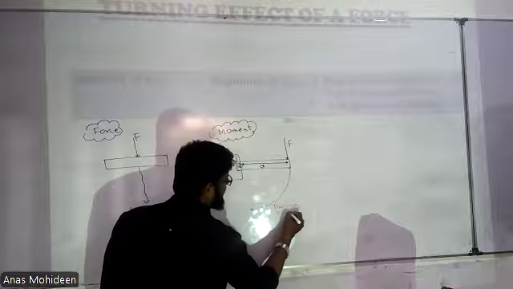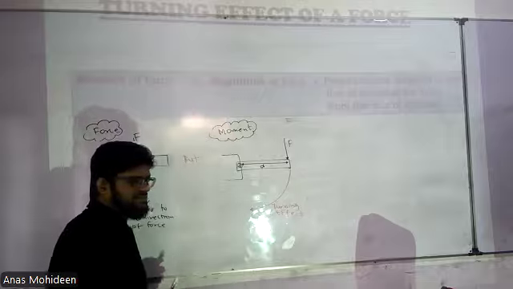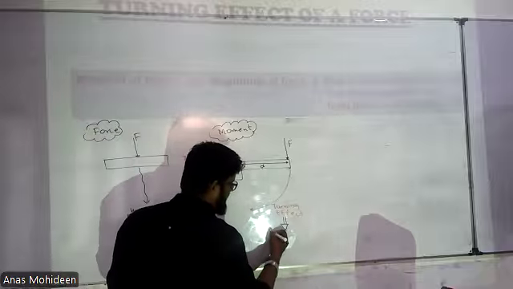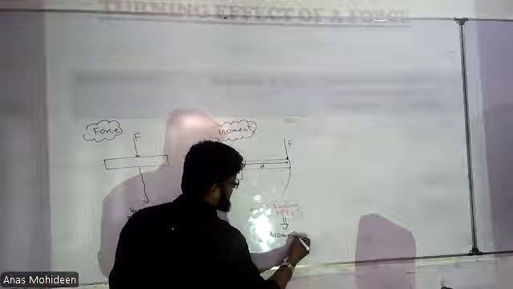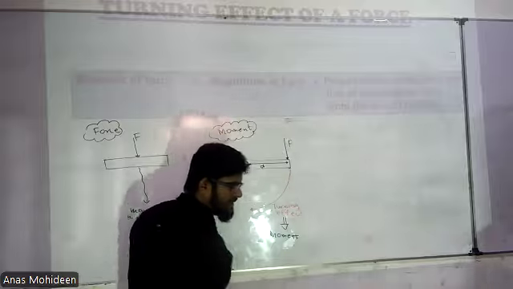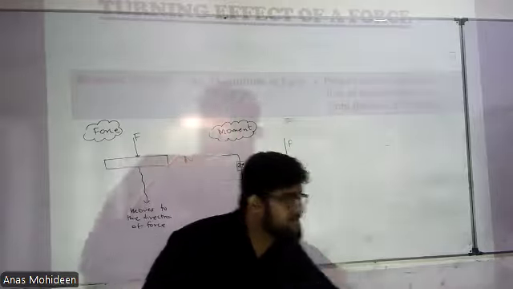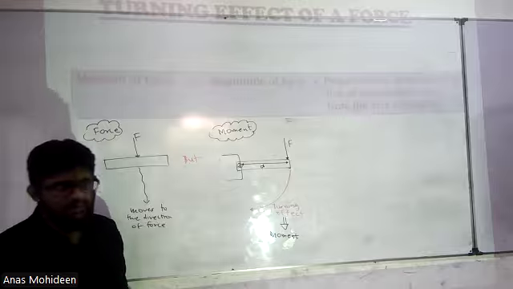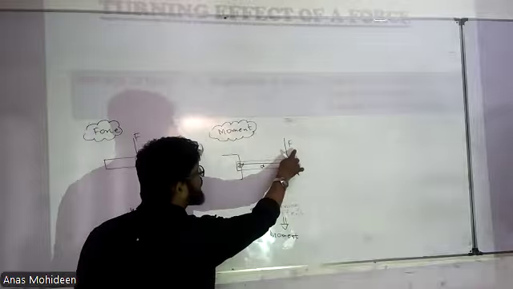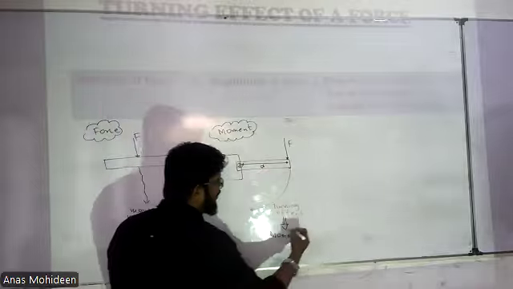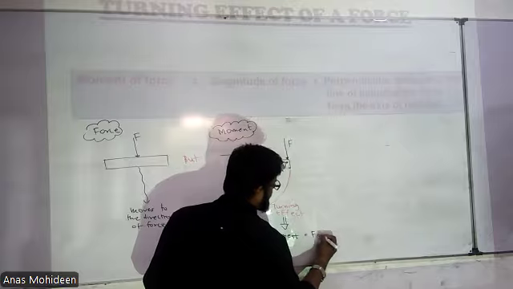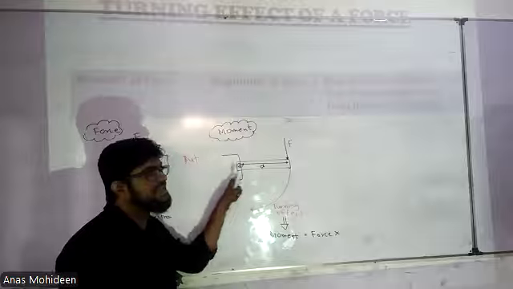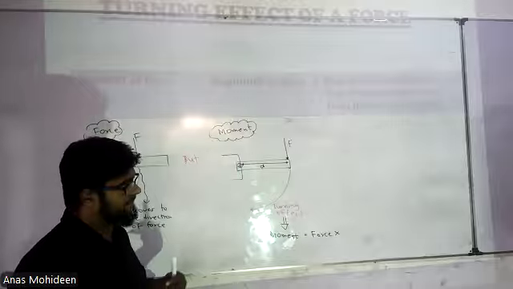For this turning effect, we are giving a word. What is the word we are giving? It is what we name as the moment. Turning effect is what we name as the moment here. So how do we find out the moment? To find the moment, we use two quantities, that is force and distance. So moment is equal to force into what distance do we take? Perpendicular distance.